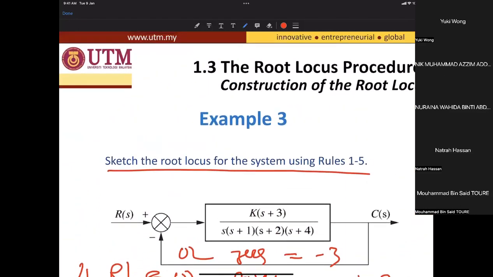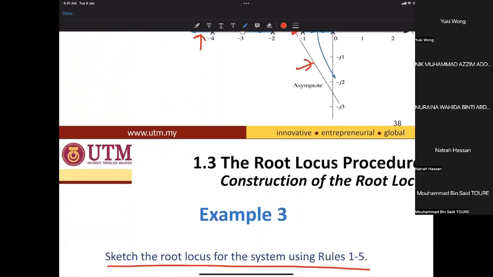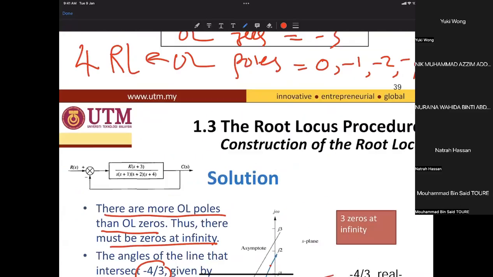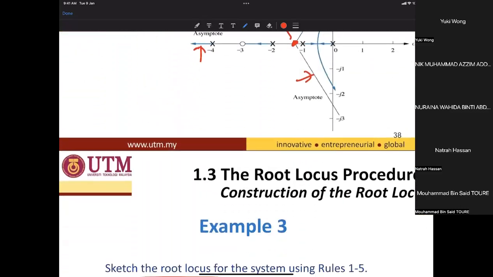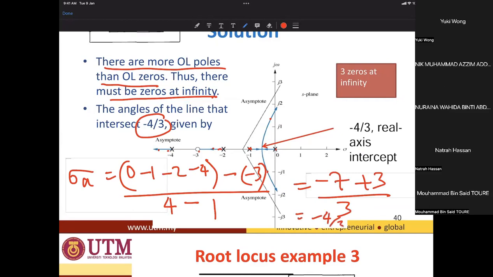If we look at the formula here, sigma A is the total of finite poles minus the total of finite zeros. Can you calculate that? So we take the poles 0, minus 1, minus 2, minus 4, minus the total of zeros, minus 3, divided by the number of poles 1, 2, 3, 4 minus the number of zeros 1. How much do you get? Minus 7 plus 3 divided by 3, minus 4 divided by 3. That's why you get this minus 4 divided by 3.